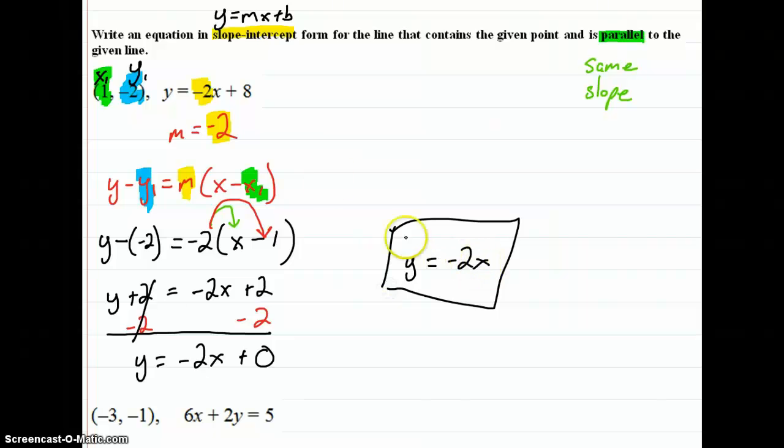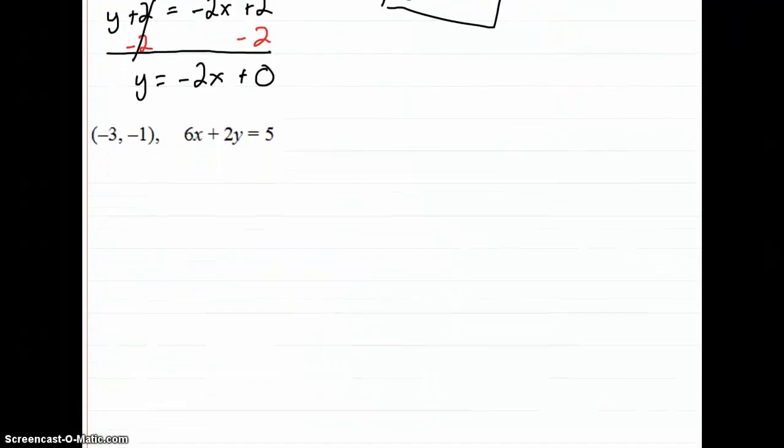So this equation is parallel to this one, and we know that because they have the same slopes. Alright, let's look at another example.